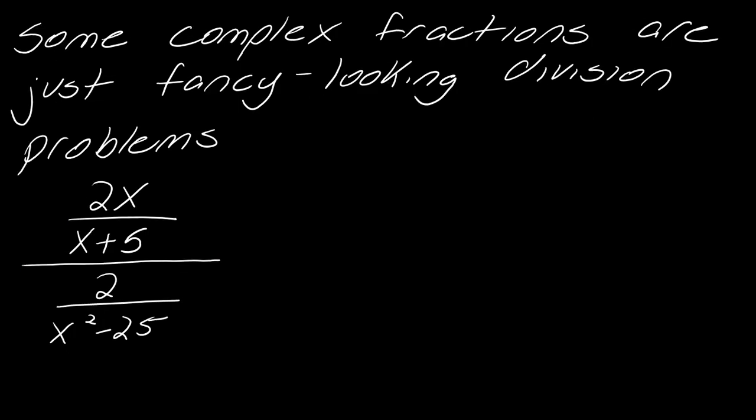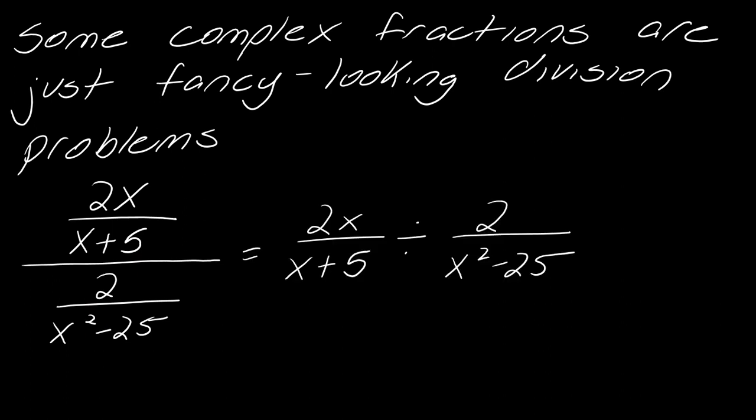First of all, some complex fractions are really just fancy looking division problems in disguise. For instance, this one, I've got a fraction over another fraction, and I've explained this in detail in a previous video. When I have just one fraction over another one, all that is a division problem. So I've got 2x over x plus 5, being divided by the whole denominator, 2x over x squared minus 25. I want you to appreciate that when I wrote this out, I just took this as is. This bar here, I just rewrote as a division symbol.